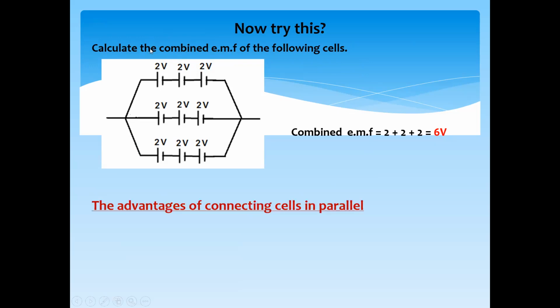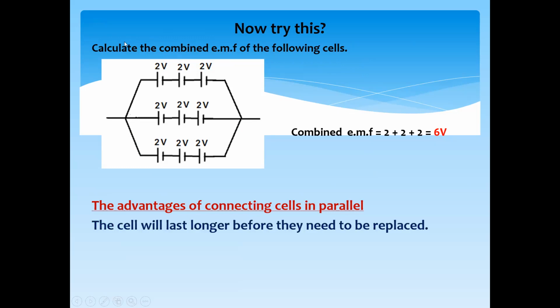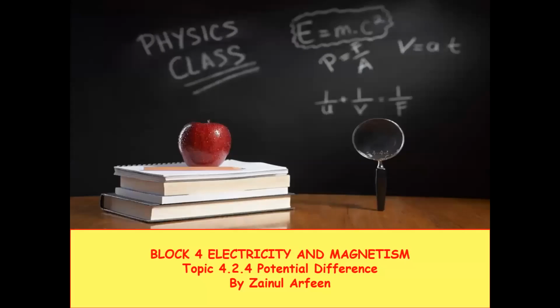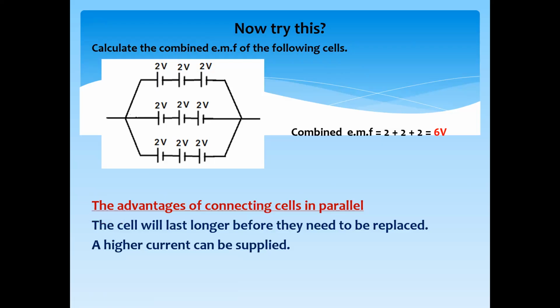So what is the advantage of connecting the cells in parallel? The cells will last for a longer period of time, because when they're connected in parallel, they can provide the energy for a longer period of time. So it will take longer before they need to be replaced. And it can provide a higher current, or more current can be supplied.